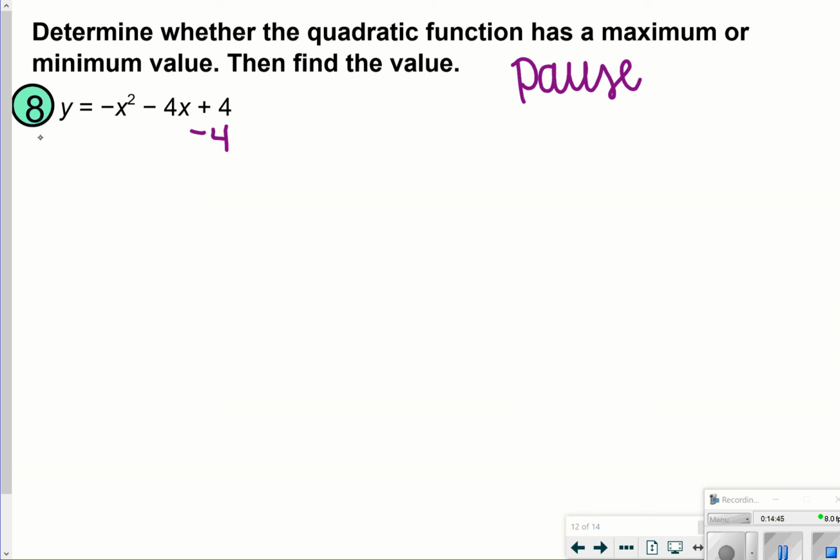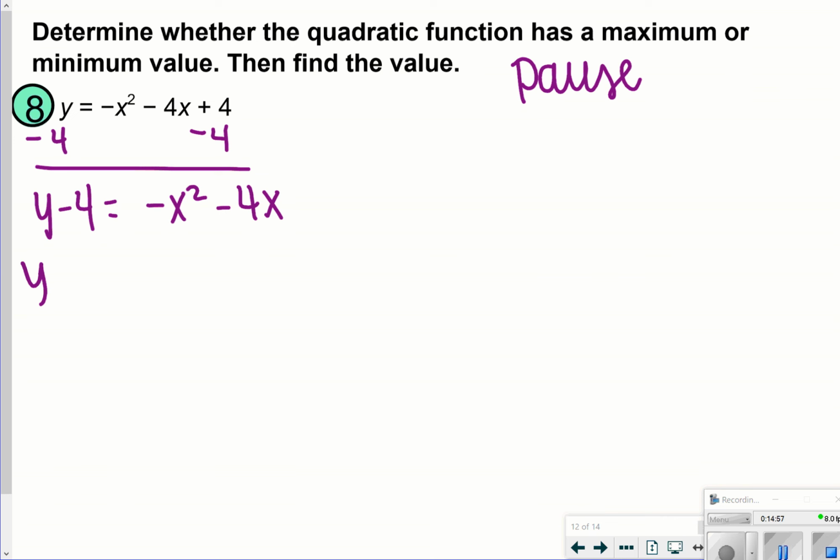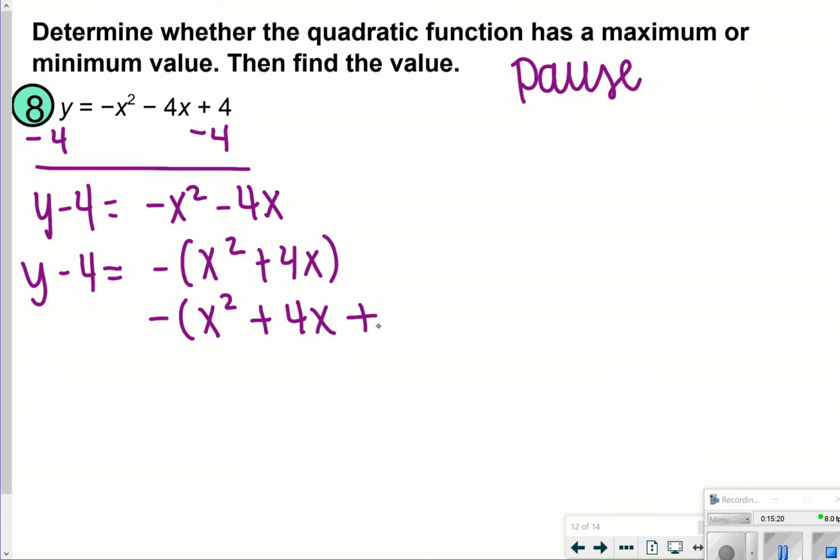All right, first things first, we're going to subtract 4 from both sides. So I have y minus 4 is equal to negative x squared minus 4x. Something I probably want to do here is also factor out the negative, because I want it back in that x squared plus bx form. So negative parentheses x squared plus 4x. And then I'm going to go ahead and complete the square. Half of 4 is 2, 2 squared is 4. So I'm going to be adding 4 to both sides. So negative x squared plus 4x plus 4 is equal to that y minus 4 still. Sorry, we're not going to add to both sides, just that one side.